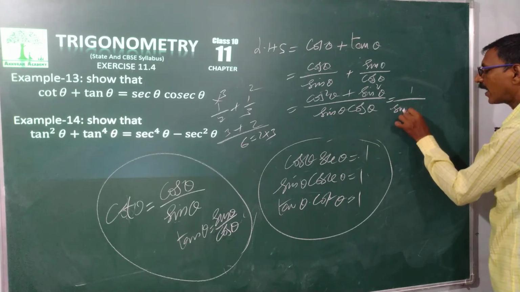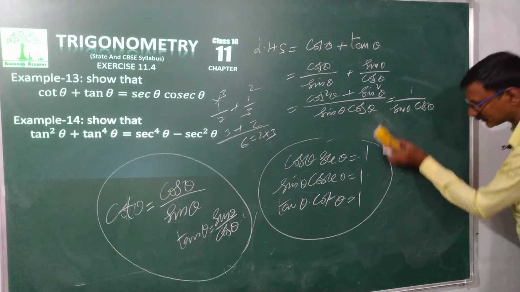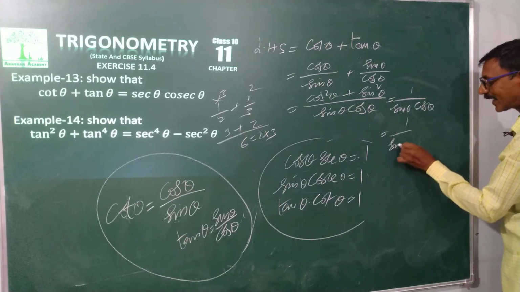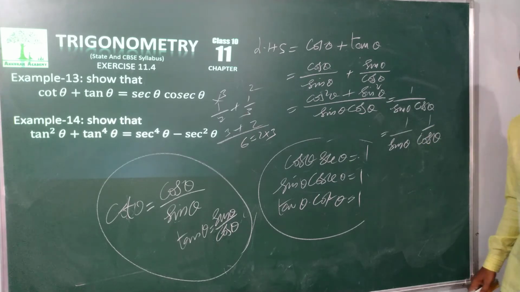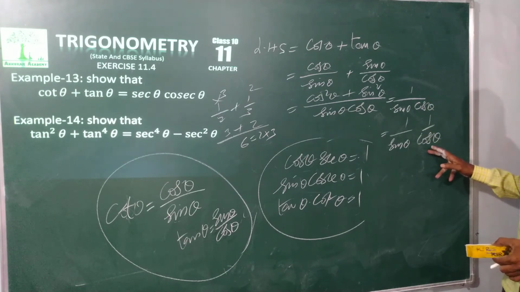Here sin theta into cos theta, I have written as it is. Now, this is equals to 1 by sin theta into 1 by cos theta. Can I write like this? Yes. 1 into 1 is 1, sin into cos.